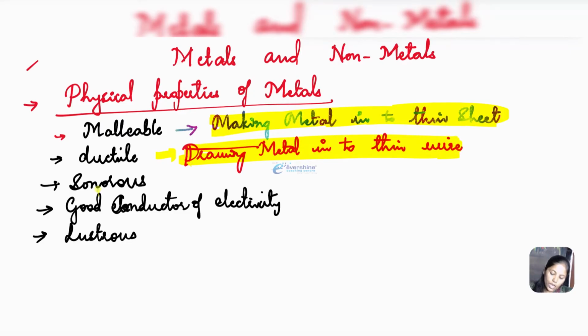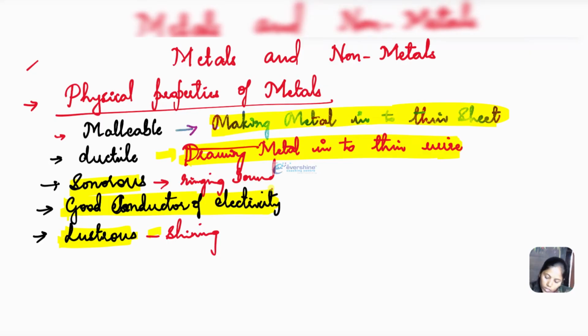And then what is sonorous? Sonorous means it can produce a ringing sound. What do you mean by good conductor of electricity? That means any metal, for that matter, will pass current through it. What do you mean by lustrous? Lustrous means shiny. Metals are shiny, and for shining we use the word luster. But sonorous means it produces a ringing sound.